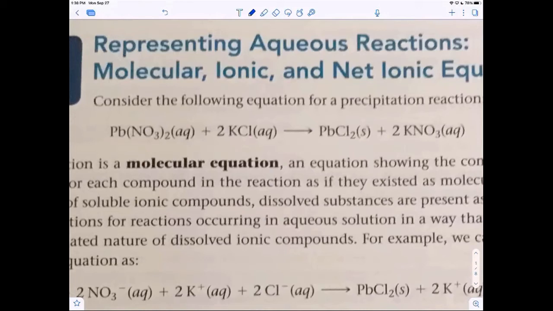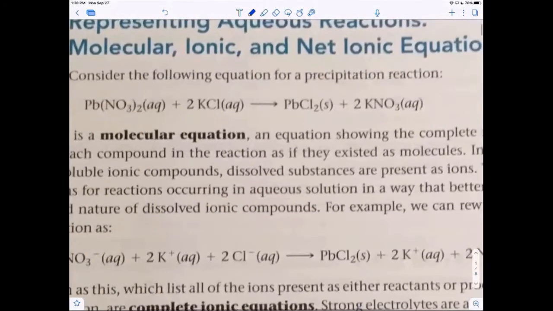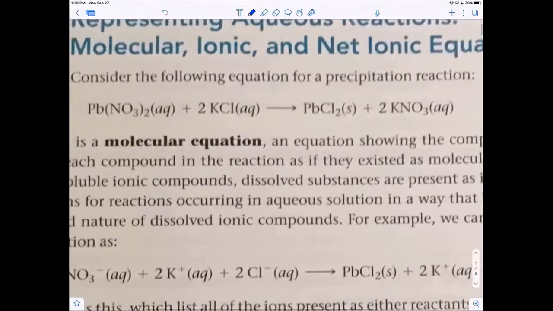Chapter 5 right now, talking about other types of chemical reactions, aqueous reactions specifically. Now we're going to talk about different types of equations, so representing molecular, ionic, and net ionic equations. First off, we'll talk about molecular equations. And remember, a molecule means stable group of atoms.